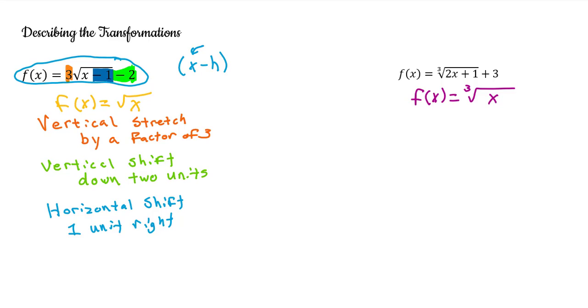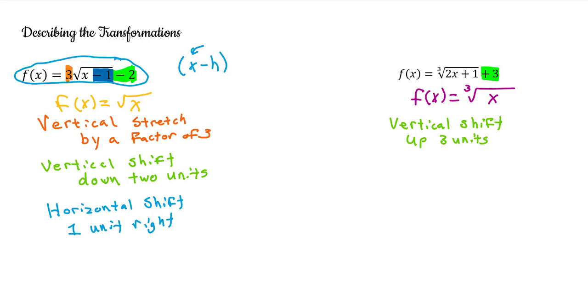So remember, everything on the outside represents a vertical transformation. So here, this +3, we know that's going to be a vertical shift. And since this is positive, we're going to go up 3 units. Okay, we're going to go up 3 units. All right, so now we have to look at what's on the inside. It looks like we have 2 horizontal transformations.